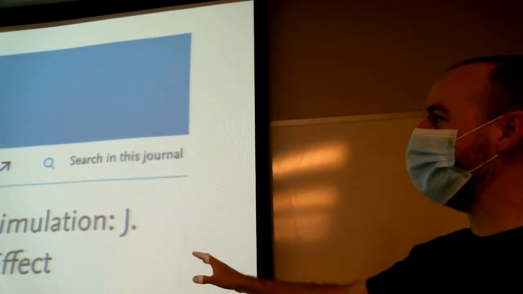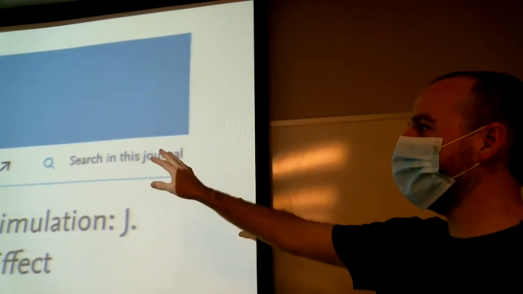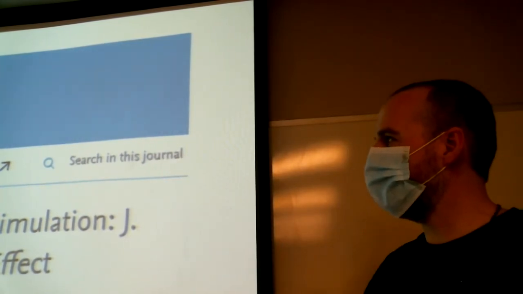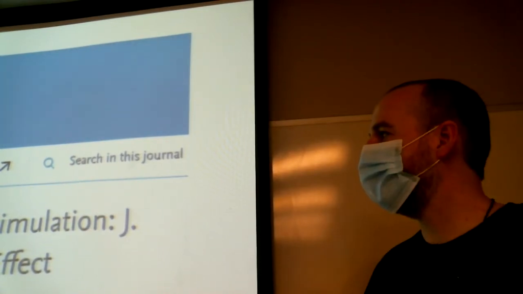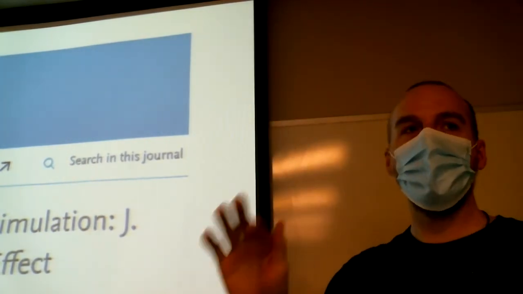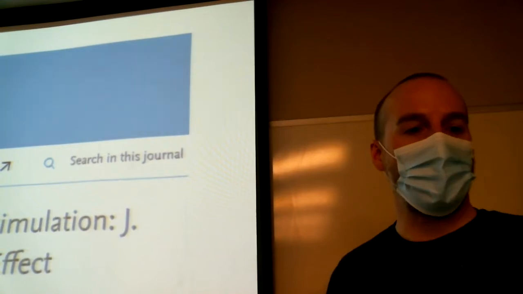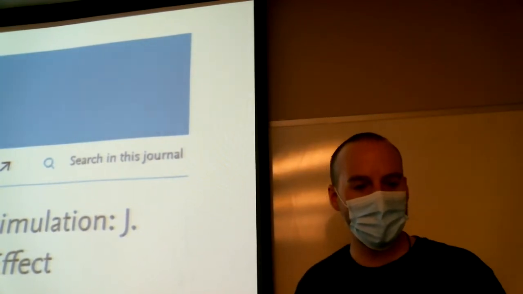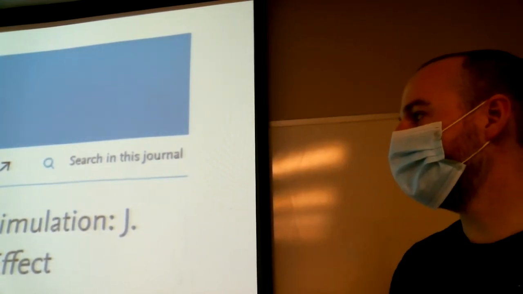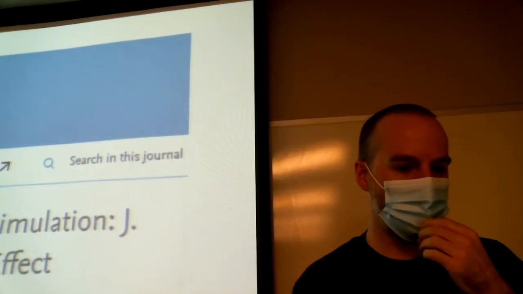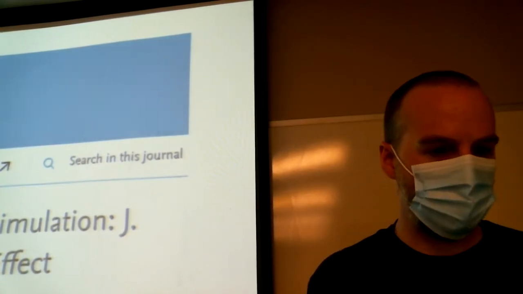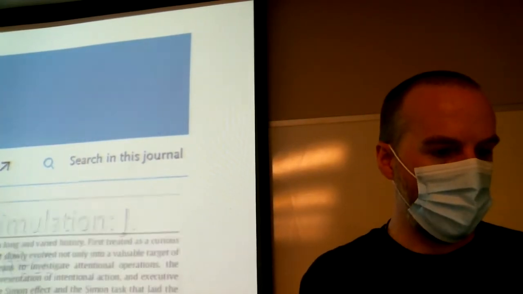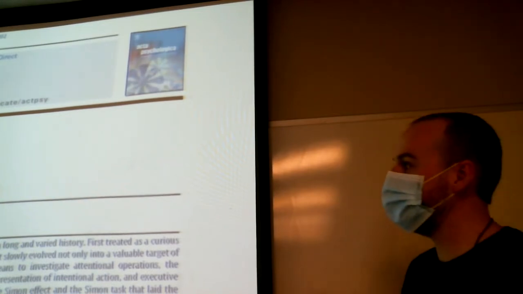From it, they published a special issue in Acta Psychologica, a cognitive psychology journal, and all the articles in that issue were about the Simon effect. So it's 10 years ago now, but it's still a great resource summarizing 60 years of research on the Simon effect. There are a lot of good articles in that special issue.